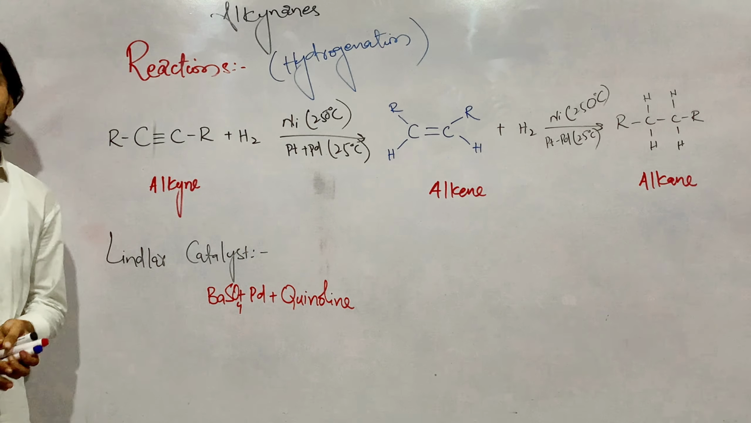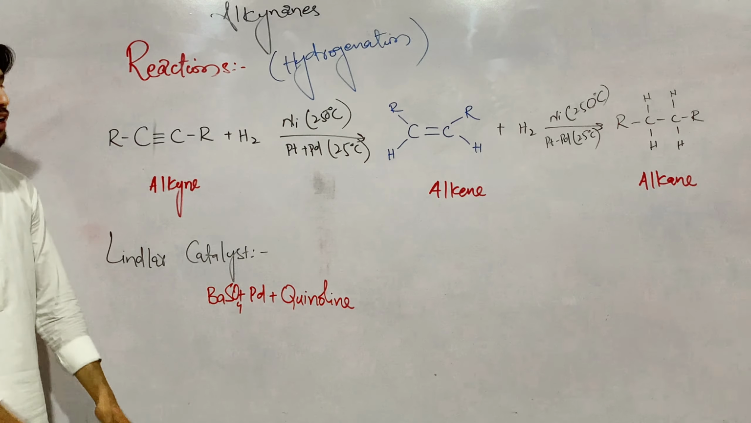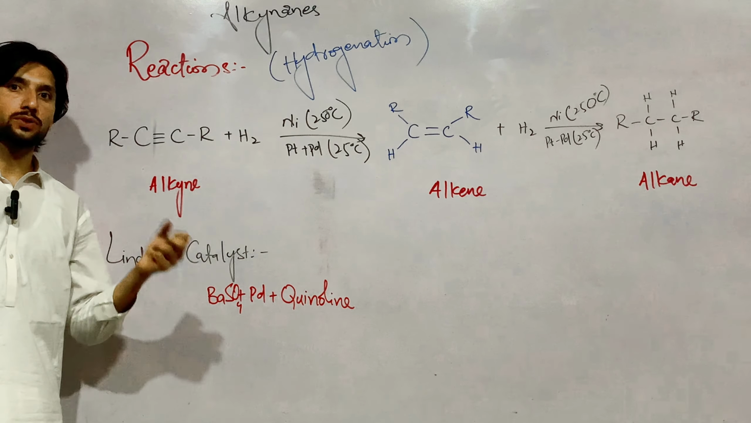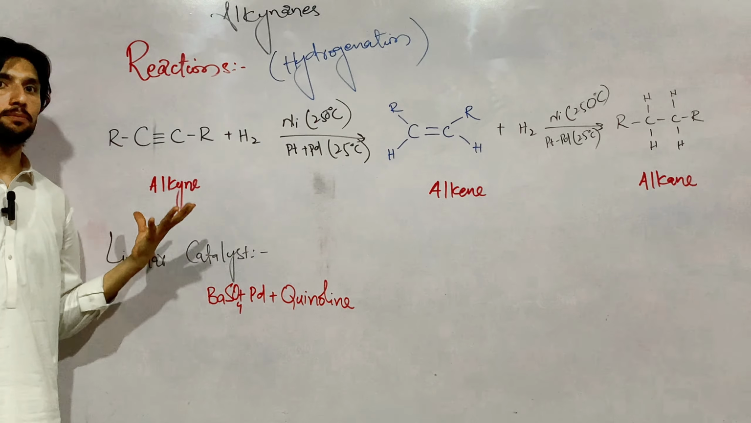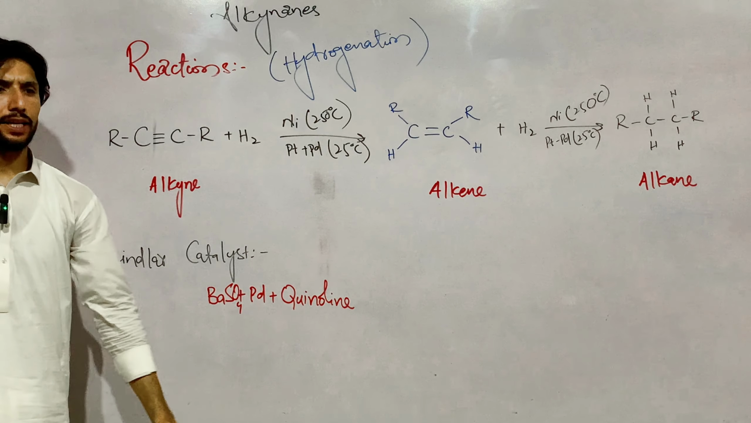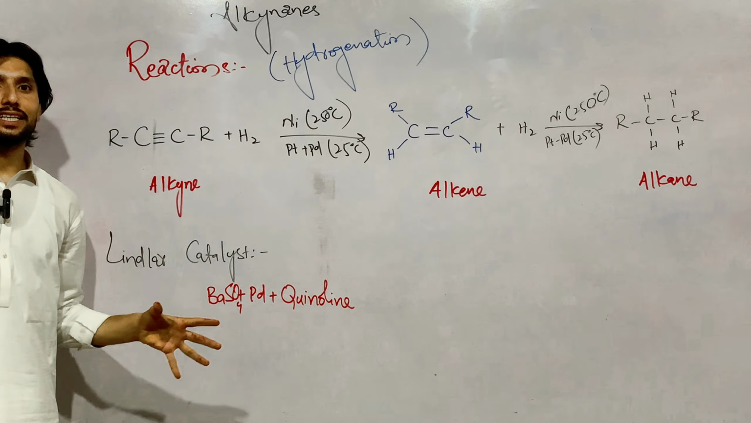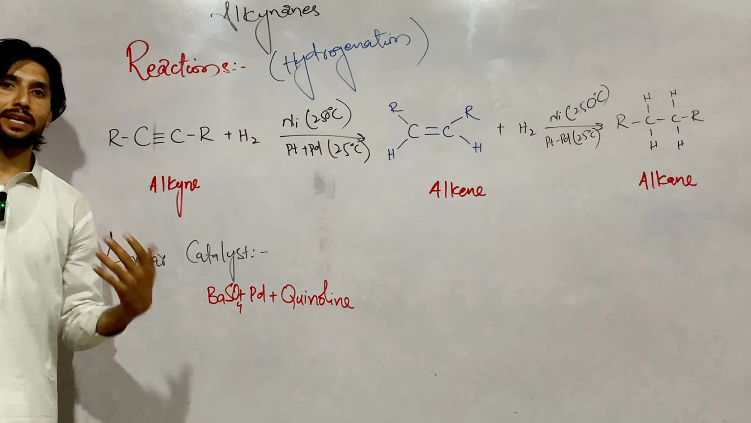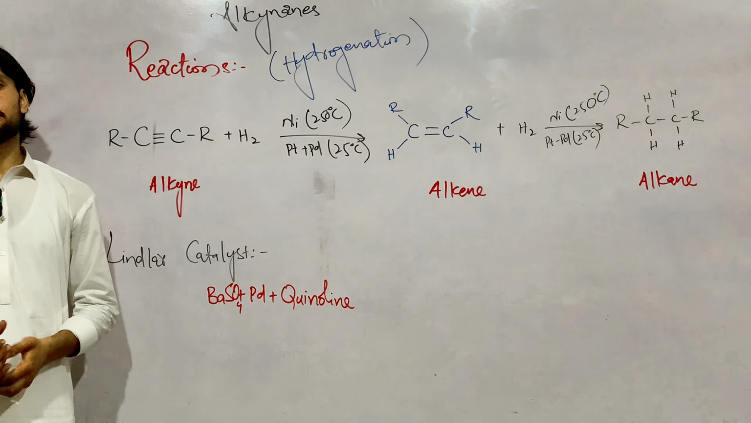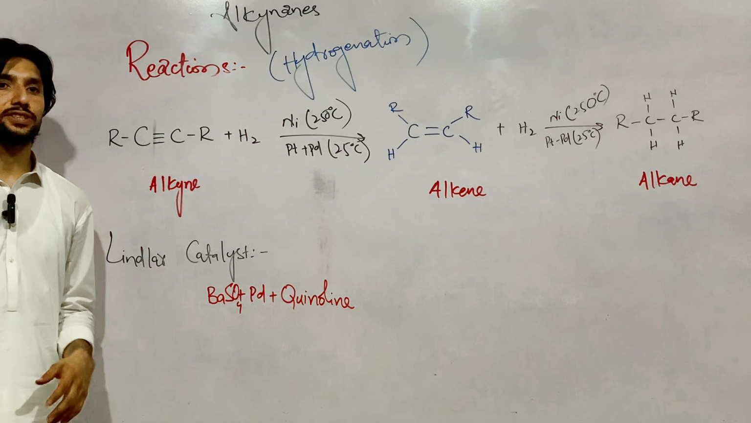So the last reaction for today's discussion is the hydrogenation of alkynes. We can add hydrogen to our unsaturated compound, that is our alkyne, and convert it into a saturated alkane. This happens in the presence of a catalyst like nickel, platinum, or palladium. For nickel, you need higher temperature. For palladium or platinum, you need lower temperature. It can happen at room temperature.